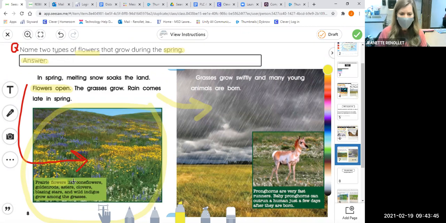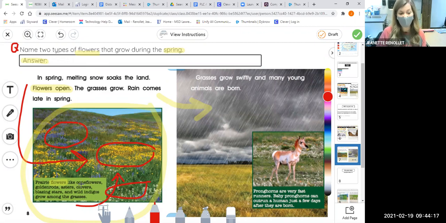Prairie flowers like coneflowers, goldenrods, asters, clovers, blazing stars, and wild indigos grow among the grasses. Okay, so I'm going to infer that these are types of flowers because it's pointing right at a picture of different kinds of flowers. Here's some white ones, some yellow ones, some purple ones. So right in here, we have some evidence about what type of flowers grow during the spring.